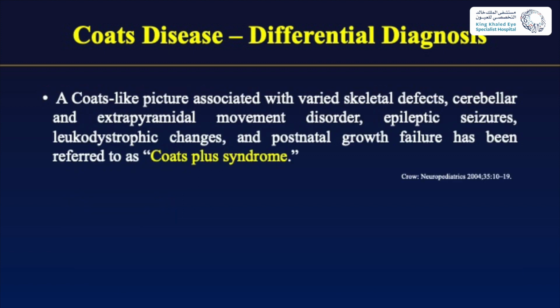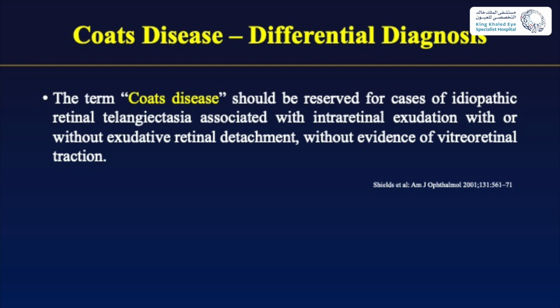We talked about Coats-like syndrome. The term Coats disease should be reserved for cases of idiopathic retinal telangiectasia associated with intraretinal exudation with or without exudative retinal detachment without evidence of vitreoretinal traction. This is the definition that was used in Shields' paper.